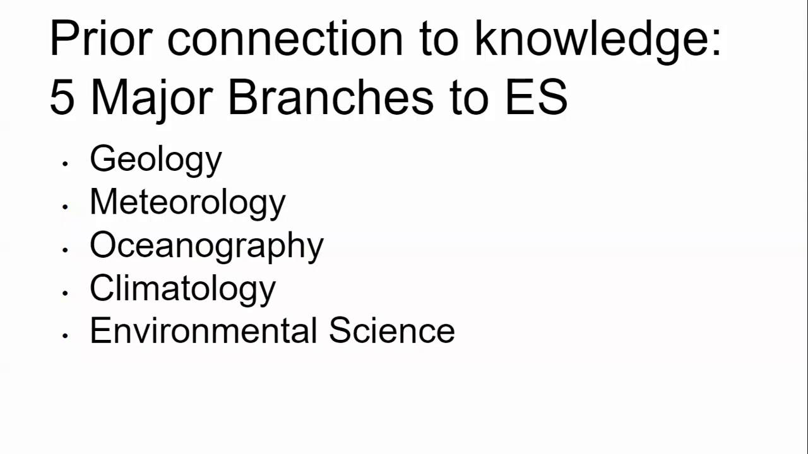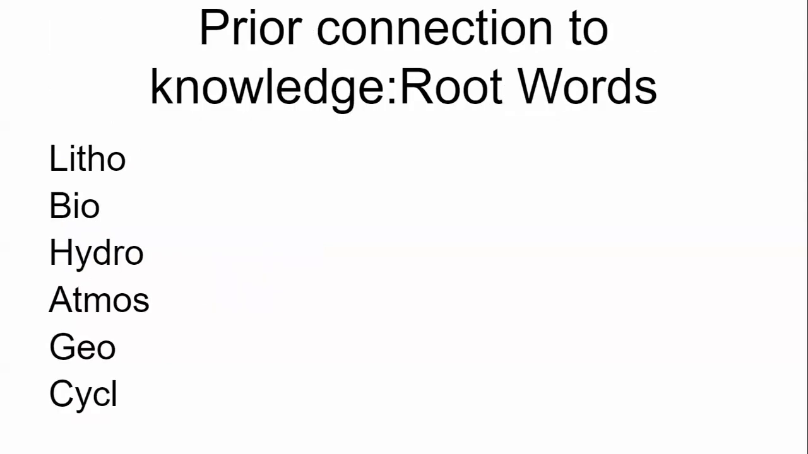There is a prior connection to knowledge in terms of this lesson. Each student needs to know the five branches of Earth science. These are geology, meteorology, oceanography, climatology, and environmental science. More prior connection to knowledge are the root words that each student needs to know during the intro. These are litho, bio, hydro, atmos, geo, and cyclic. I will go over these in detail at the end of the lesson.